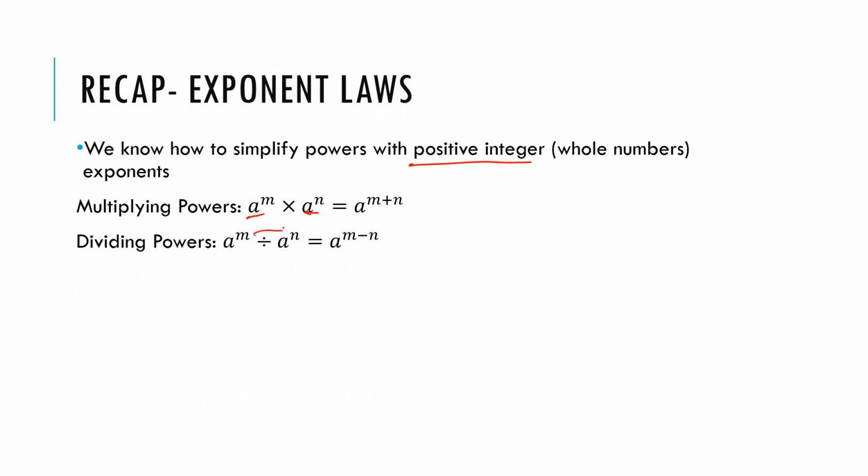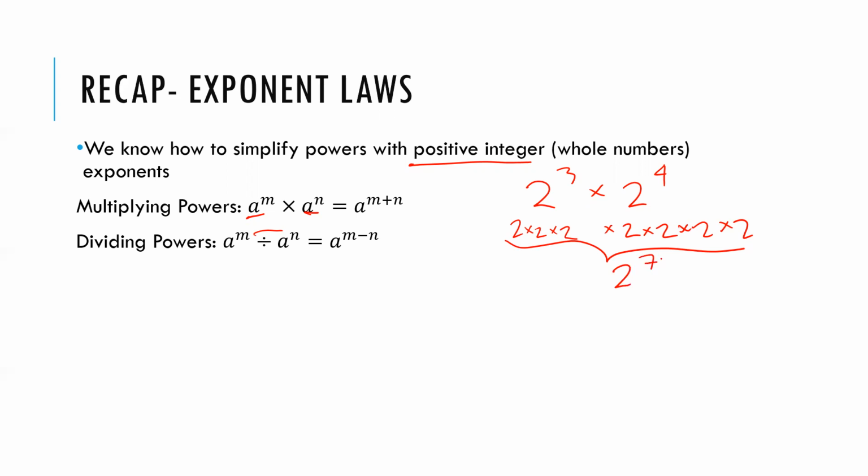But essentially, it makes sense that if I give you something like 2 to the power 3, and then I multiply by 2 to the power 4, what this is really saying is you have 2 times 2 times 2, and then 2 times 2 times 2 times 2. In the end, if I'm asking how many times I'm multiplying 2 by itself, it's 7 times, right? So it makes sense that I would simply add the exponents. And same with division.